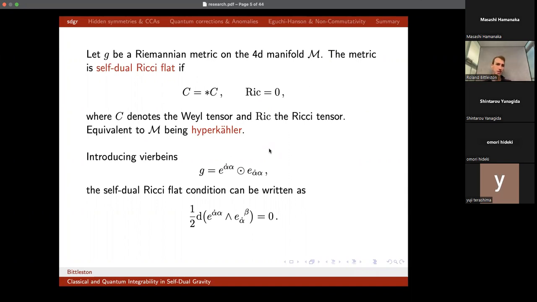So a metric is self-dual Ricci flat if its Weyl tensor is self-dual and if its Ricci tensor vanishes. Of course, the vanishing of the Ricci tensor is precisely the vacuum Einstein equation with 0 cosmological constant. And so we have this extra condition, which is the self-duality of the Weyl tensor. In the Riemannian signature, it turns out in 4 dimensions, these conditions are equivalent to the metric being hyperkähler. So that means you've got a sphere's worth of complex structures on the manifold M, which are compatible in a certain sense.